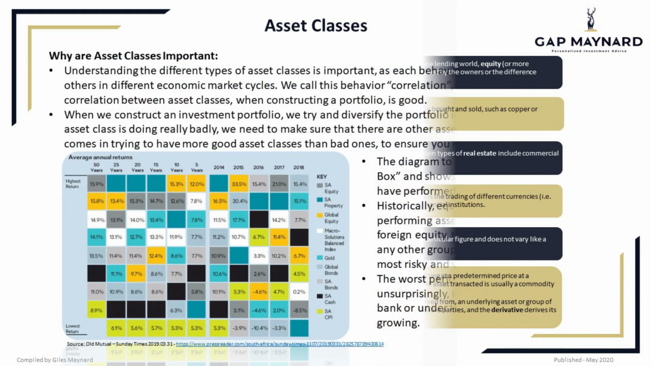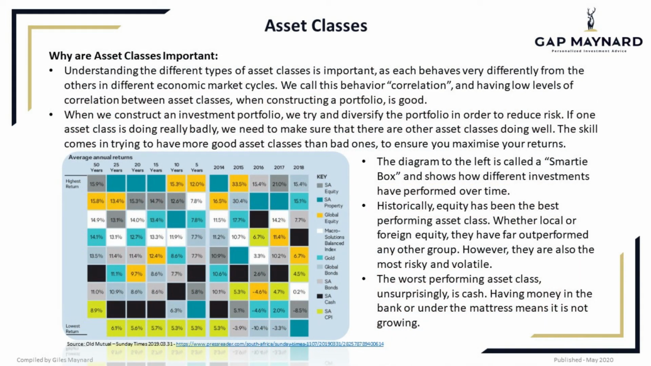And then we just need to understand why asset classes are actually important. Understanding the different types of asset classes is important, as each behaves differently from the others in different economic market cycles. We call this behavior correlation, and having low levels of correlation between asset classes when constructing a portfolio is generally good.